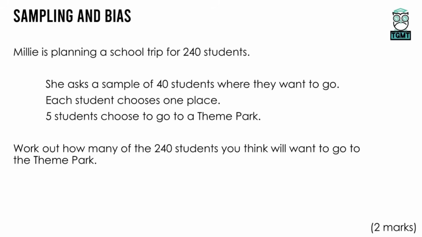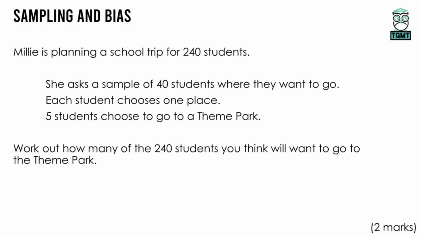Now with sampling and bias, you might be given a table that shows a particular sample. This particular question has no table. It says Millie is planning a school trip for 240 students. She asks a sample of 40 students where they want to go, and then it goes on to tell us that 5 students choose to go to a theme park. Work out how many of the 240 students you think will want to go to a theme park.